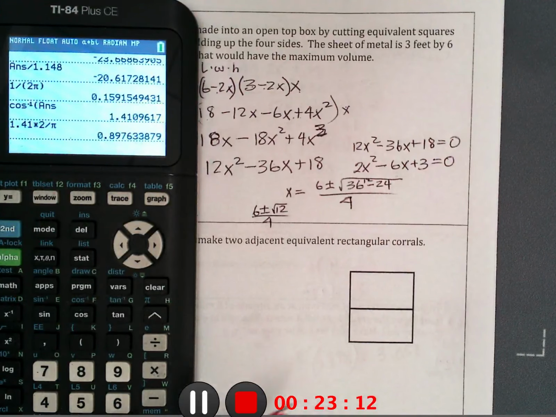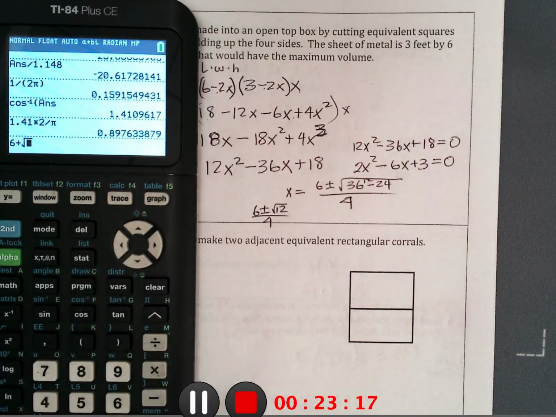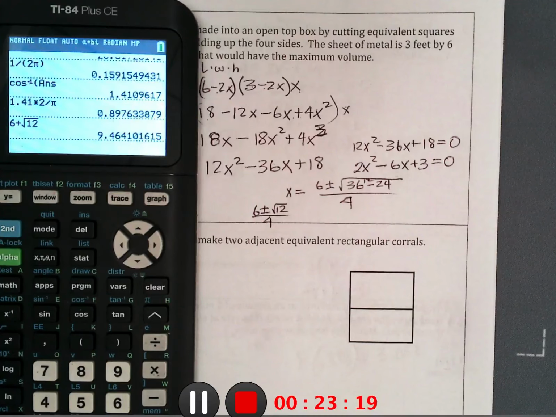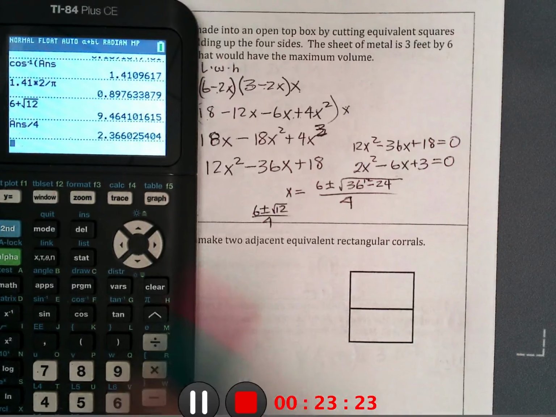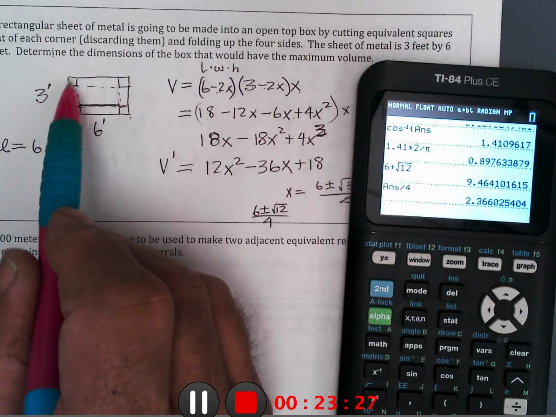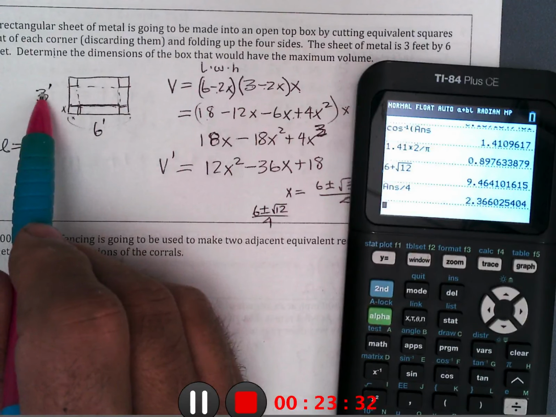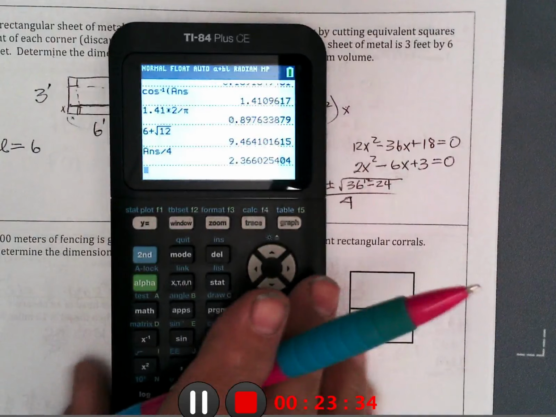6 plus the square root of 12 divided by 4 is 2.36. Could I cut 2.36 and 2.36 out of the 3? Nope. So that answer is not a plausible answer.